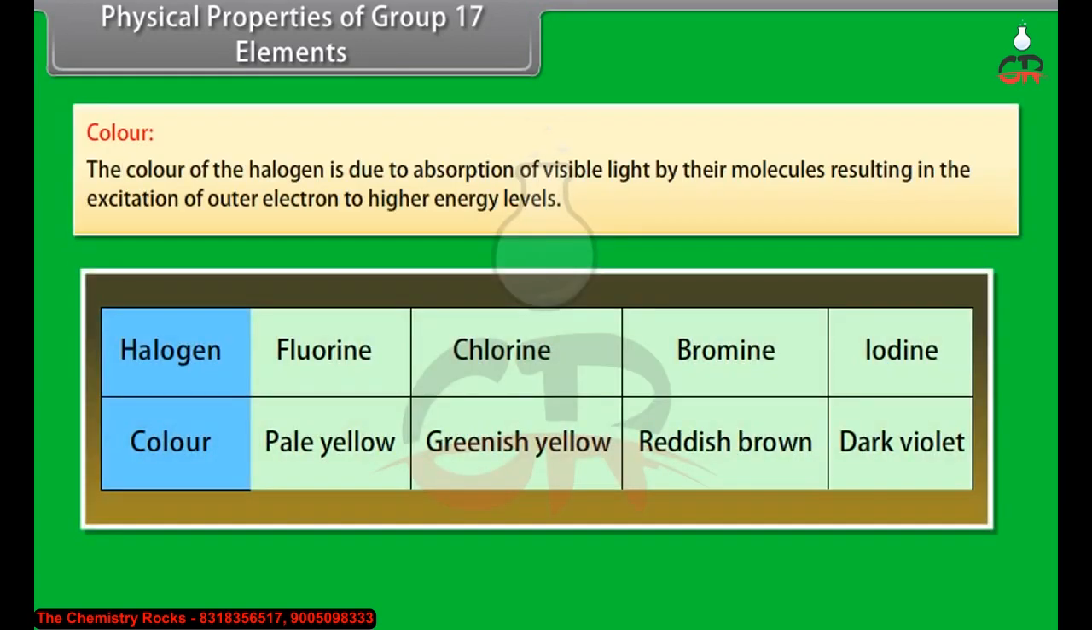Color. The color of the halogens is due to absorption of visible light by their molecules, resulting in the excitation of outer electrons to higher energy levels. The color deepens down the group.